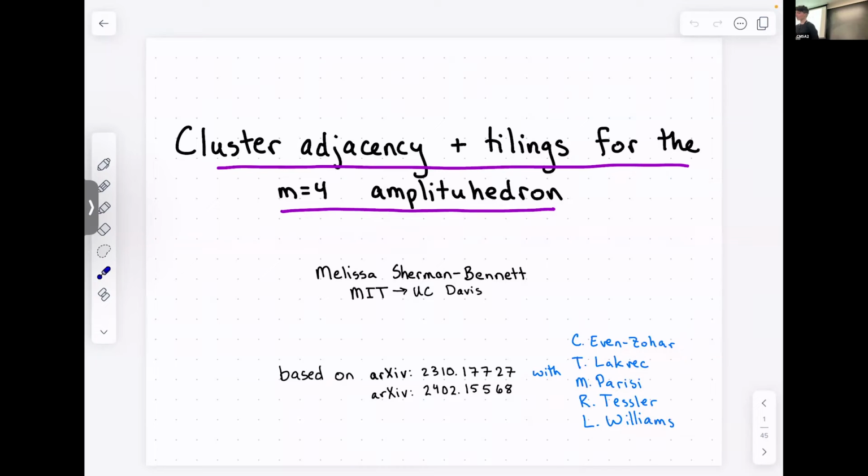Yeah, so I'm talking about some joint work with Jaime Even-Zohar, Lakrec, Matteo Parisi, Ron Tessler, and Lauren Williams. Ron was the previous speaker, and Matteo and Lauren are in the room. Right, and so I'll just jump right into it.